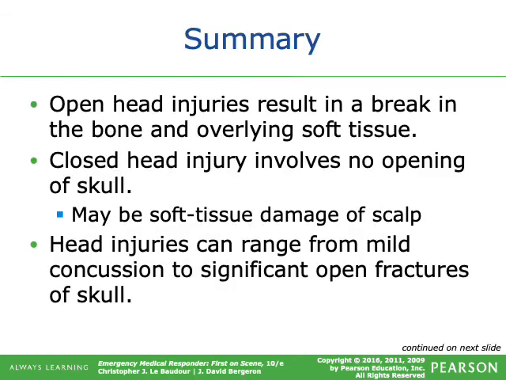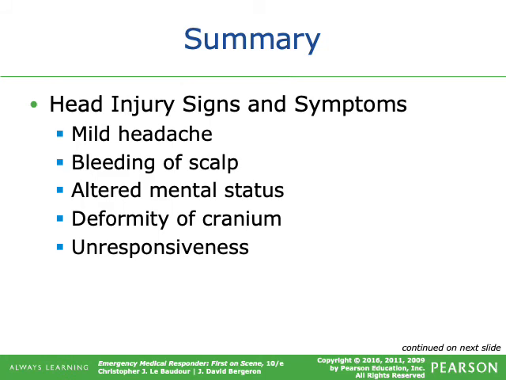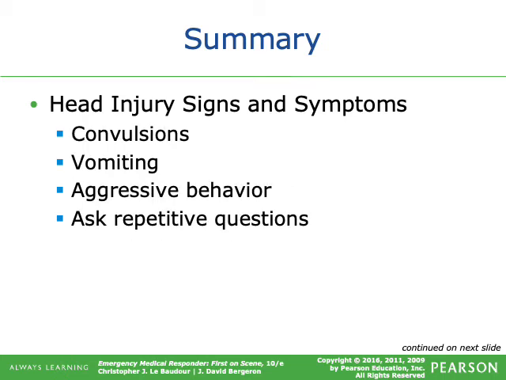Summary. Open head injuries result in a break in the bone and the overlying soft tissue. Closed head injuries involve no opening of the skull. There may be soft tissue damage of the scalp. Head injuries can range from mild concussion to a significant open fracture of the skull. Signs and symptoms of head injuries could be a mild headache, bleeding of the scalp, all the way up to an altered mental status, deformity of the cranium, unresponsiveness. You may have convulsions, vomiting, aggressive behavior. They may ask repetitive questions.